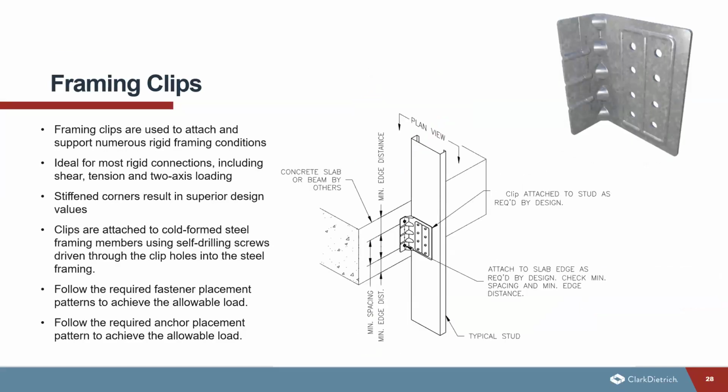So looking a little bit more in detail at the framing clips, those are going to be used to attach and support numerous rigid framing conditions. They're going to be ideal for most rigid connections, including shear, tension, and 2-axis loading. As you can see on the slide here, this connector has stiffened corners that result in superior design values. And the clips are also attached to the cold formed steel framing members using self-drilling screws that are driven through the clip holes into the steel framing. So we can kind of see that on the detail here where it says attached to slab edge as required by design. Again, it's very important for the contractor to follow the required fastening placement and the anchor placement pattern to achieve that allowable load that it was designed and tested with.